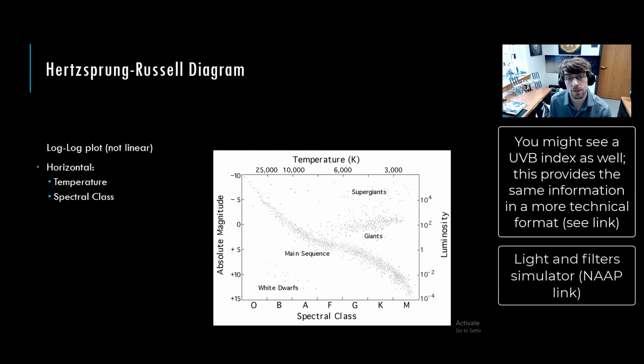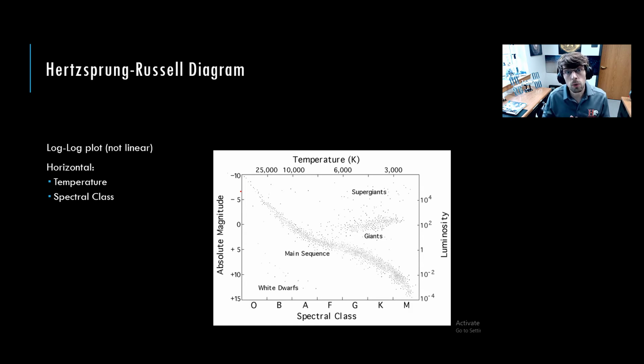So I've decided to, this example image I've drawn up so that you have both temperature and spectral class. But remember that oftentimes you'll see one or the other, but generally not both. Similarly with the vertical axes, you will either see absolute magnitude or luminosity, but generally not both. And when you see luminosity, it's generally given in terms of solar luminosities. So 1 represents a star that gives off the same amount of light as our sun, whereas 100 would mean a star that gives off 100 times more light than our sun.